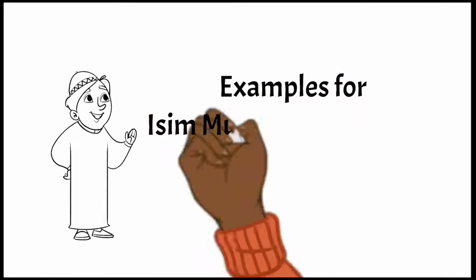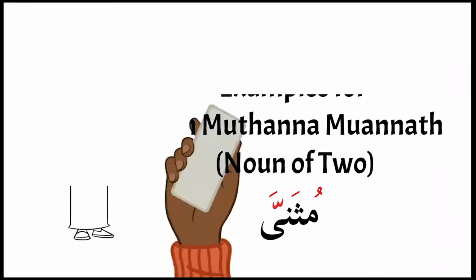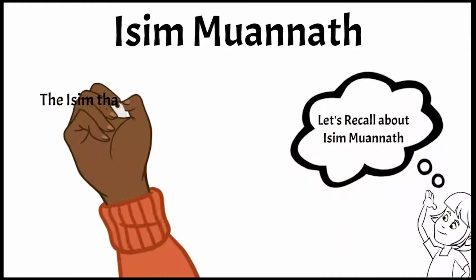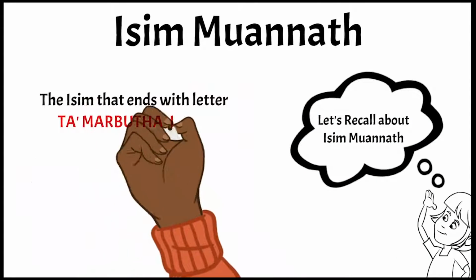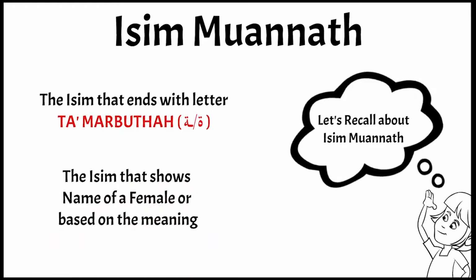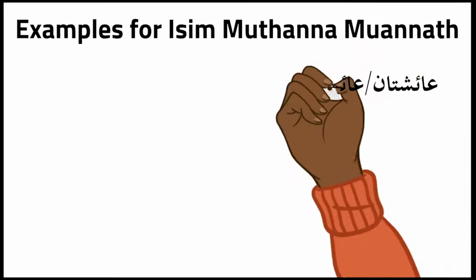Examples for اسم مثنى مؤنث, noun of two, اسم مؤنث. Let's recall about اسم مؤنث. The isim that ends with letter تاء مربوطة. The ism that shows name of a female or based on the meaning.